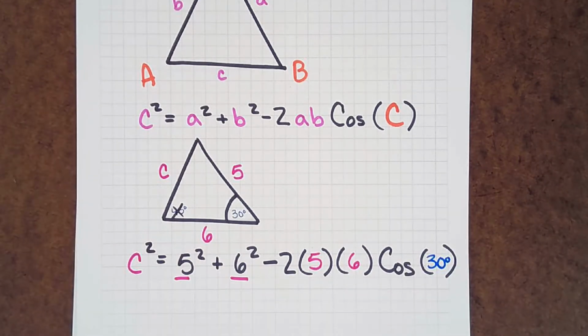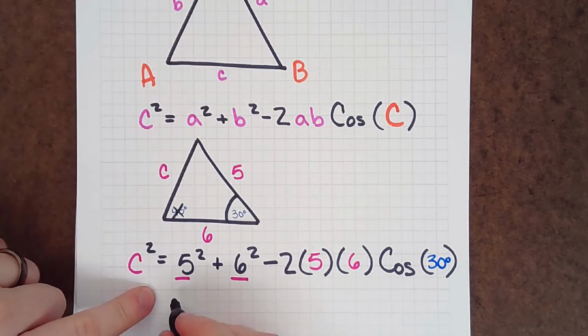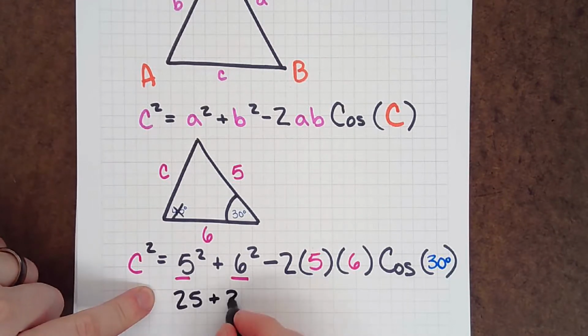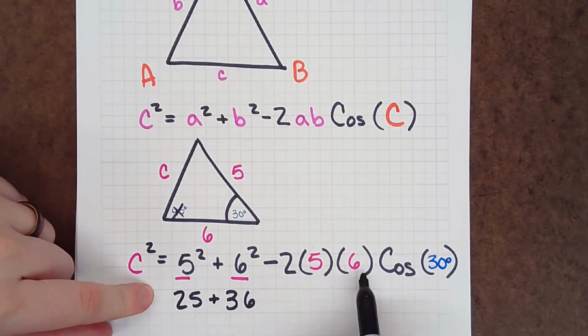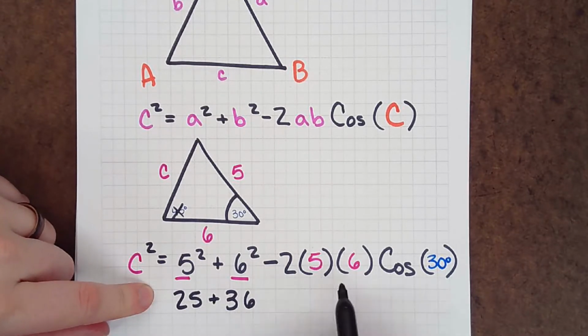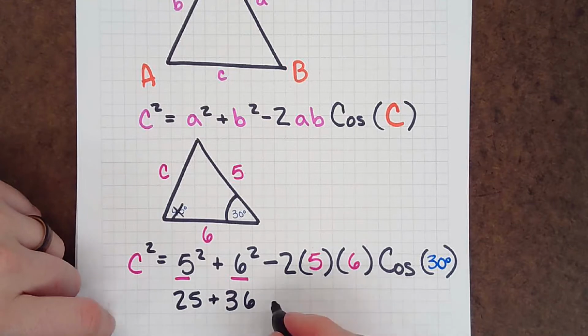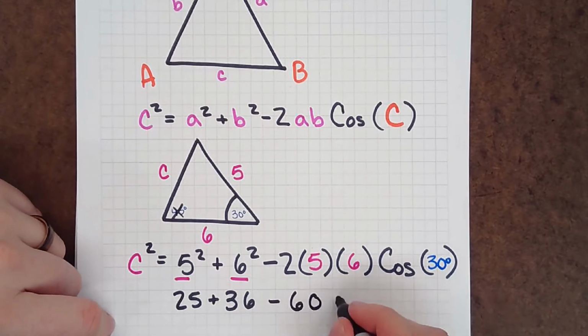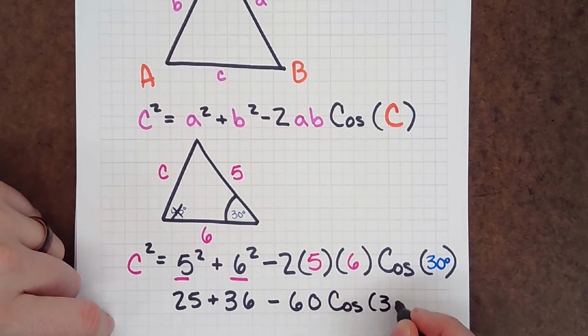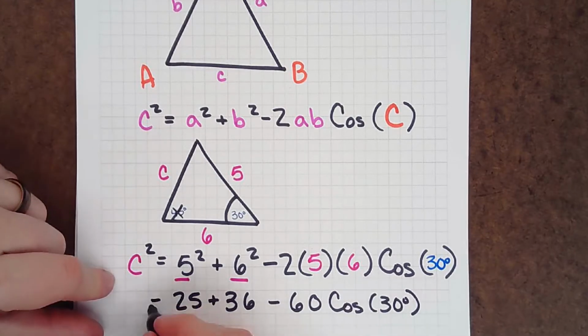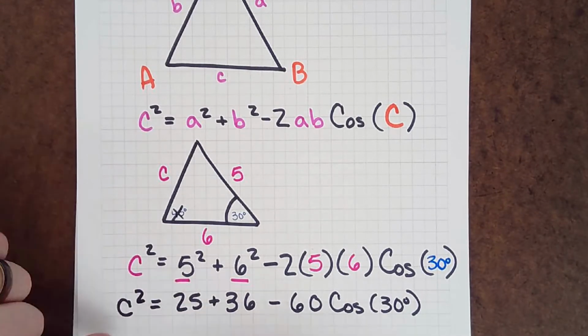So there we go. So now we just do some basic math. We do 5 squared, which is 25, and then 6 squared, which is 36. All of this is all multiplication. It's going to come out negative. It's going to be negative 10 times negative 6, which is negative 60 times the cosine of 30. And that's going to equal, again, c squared, the c that we're looking for.